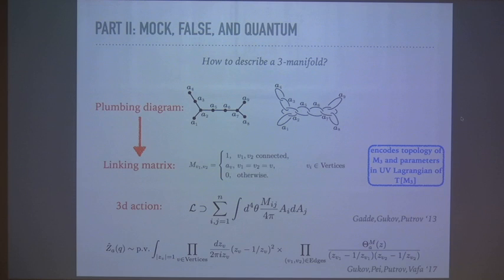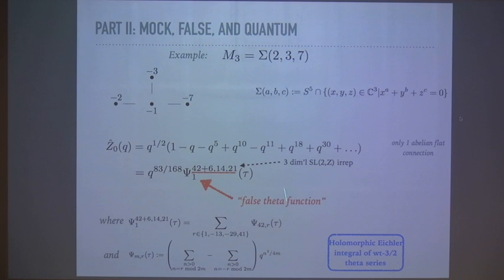I'm just going to tell you the answer for the z hat for a particular example of a 3-manifold, which has the following linking matrix. This manifold is also what is called a Brieskorn sphere, for those who are familiar, which is an intersection of a unit sphere in C3 with a polynomial in three variables, where the exponents are given by 2, 3, and 7. The result is that there's only one abelian flat connection on this manifold M3, and so there's only one z hat, and it has the following q expansion.